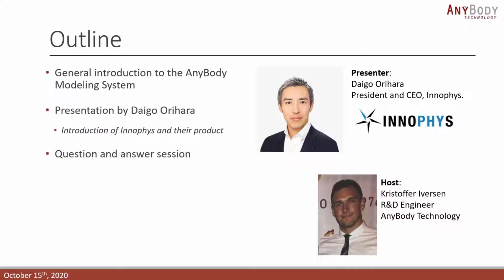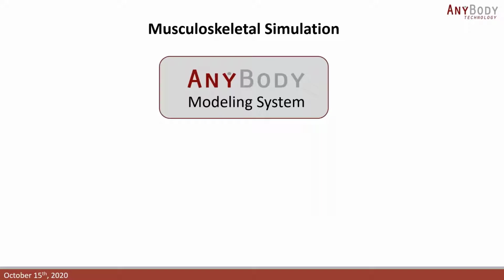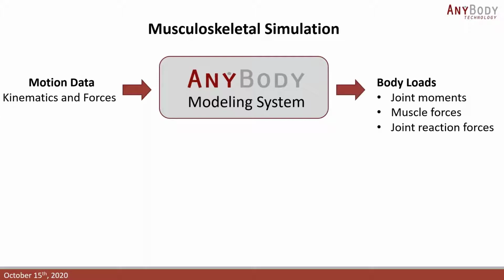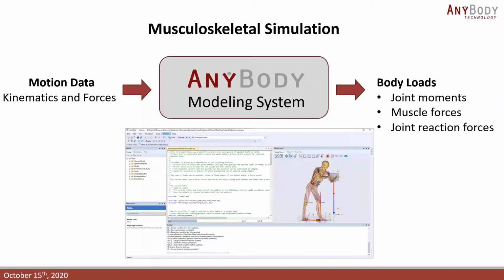But just before we start, I will give a general introduction to the Anybody modeling system for those of you who are unfamiliar with the software or musculoskeletal modeling in general. But first of all, what is the Anybody modeling system? The Anybody modeling system is a software that allows you to do musculoskeletal modeling. As input, it takes motion data as kinematics and forces, and it calculates the internal body loads as joint moments, joint reaction forces, and muscle forces. And right here at the bottom of the screen, you can see a screenshot from the Anybody modeling system. So this is how it actually looks.